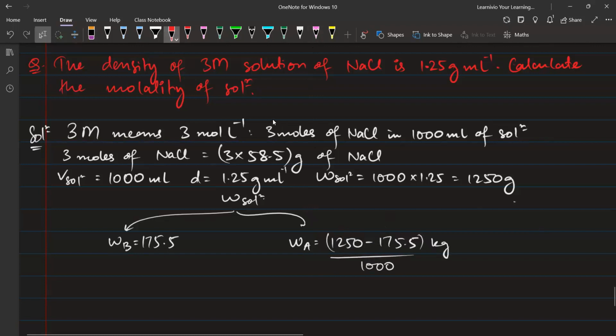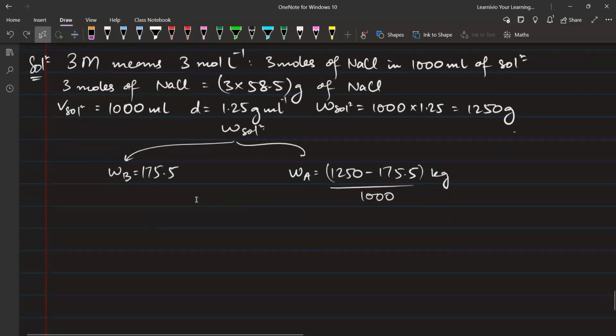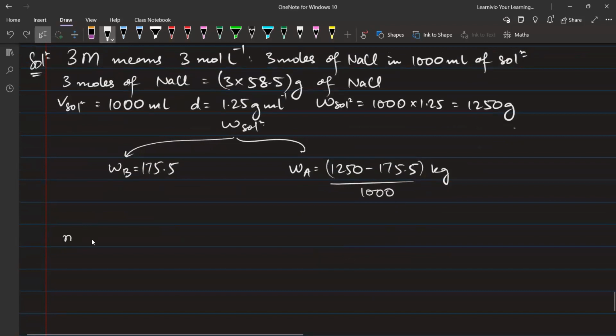So I have got the moles and I have got the mass of solvent in kg. Now I can just divide them. So I can say that molality, small m, will be equal to how many moles? 3 moles. Now this 1000 will go above when I divide it. I will write here 1000 divided by 1250 minus 175.5.